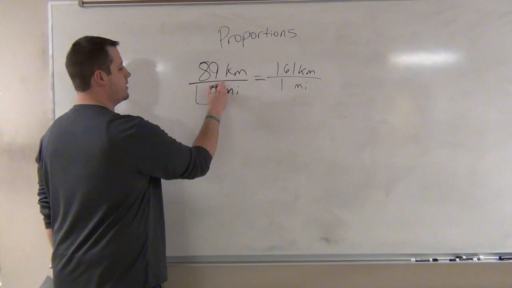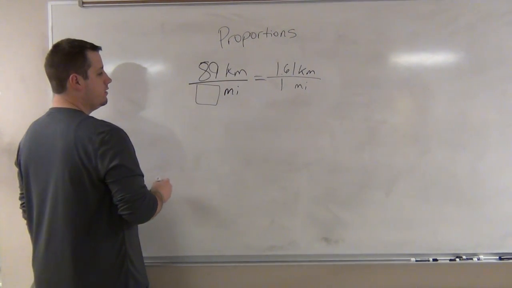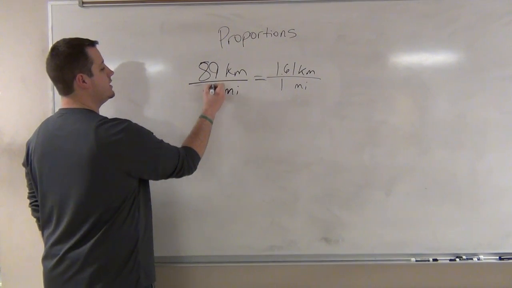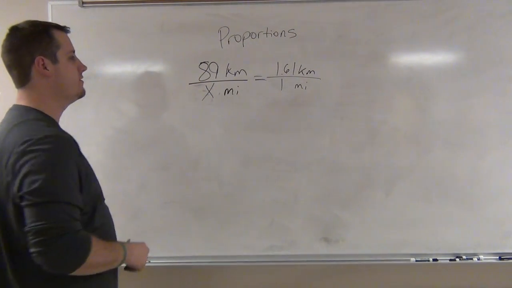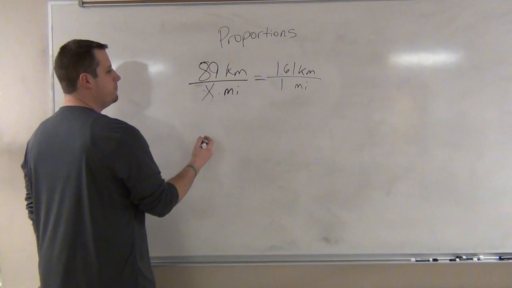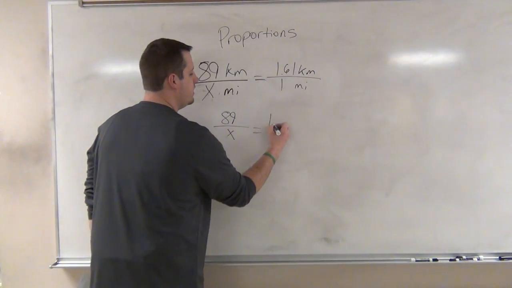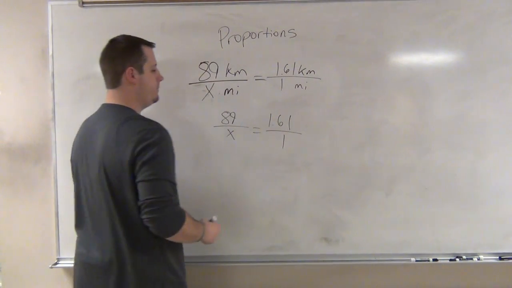Now, when we don't know something in math, we don't put boxes there. We put what with what there? We put letters. And most of the time we put an X. So when you see this on a math problem, you might see something that looks like this. 89 over X equals 1.61 over 1.